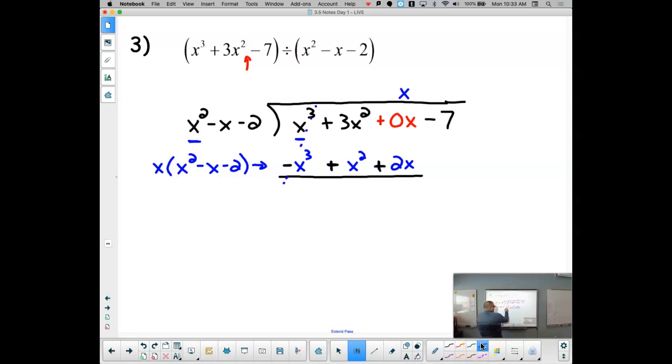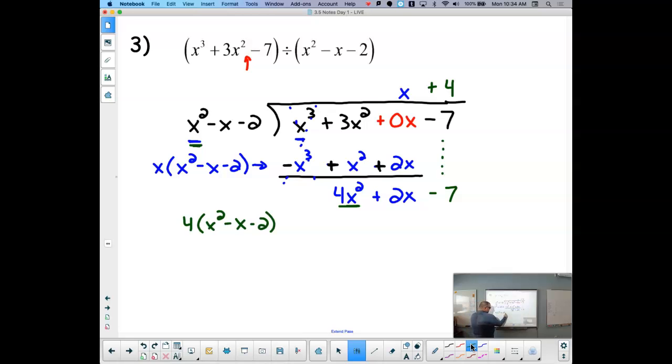The x cubes go away. 3x squared plus x squared is going to be 4x squared. 0x plus 2x is going to be 2x. And then I drop down my negative 7. Again, now I look for what is going to make x squared become 4x squared, and that would be multiplying it by positive 4. So that would be 4x squared minus 4x minus 8.